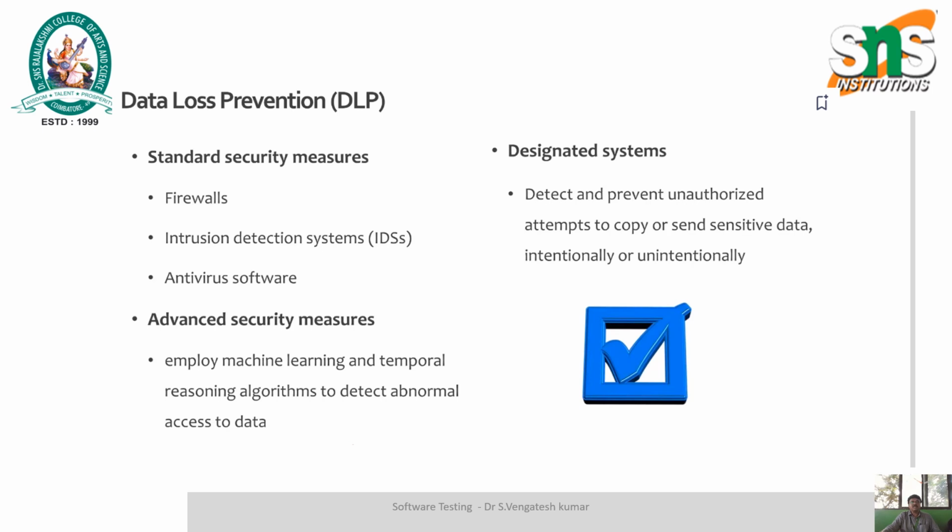Suppose we are working in a sensitive database, whether unknowingly or intentionally, we happen to send some data to our colleagues or for some other purposes. In order to prevent this, we have to be very careful in classifying whether it is very important data or whether that data is required for that particular employee or colleague to use. In that way, we have to designate a system which is to be monitored carefully here.